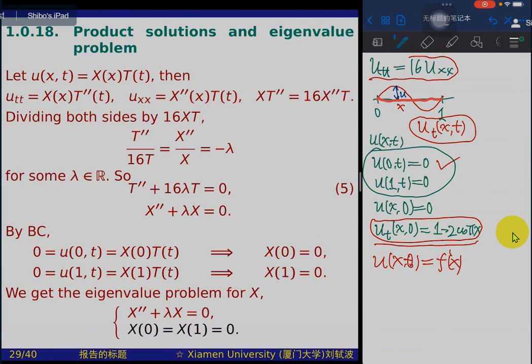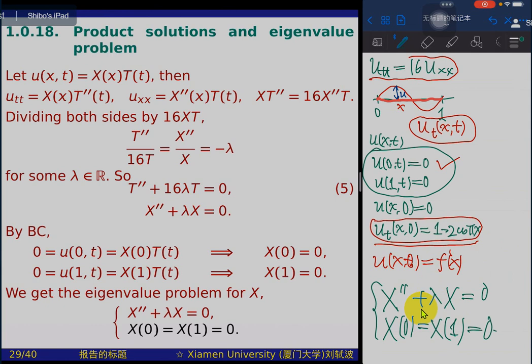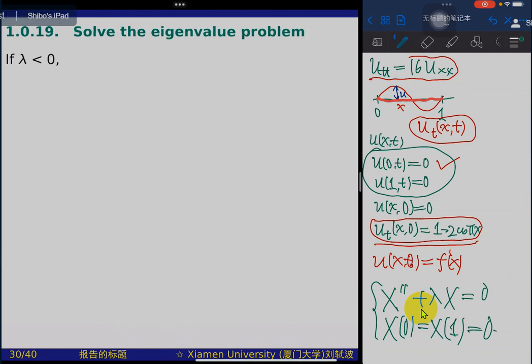To solve this eigenvalue problem, let us write the ODE here: X double prime plus lambda X equals 0, and X(0) equals X(1) equals 0. Here is our eigenvalue problem. Because this is a second order linear ODE with constant coefficients, and there is a parameter lambda there, we need to distinguish three cases: lambda negative, lambda equals 0, and lambda positive. So first we consider the case that lambda is negative.